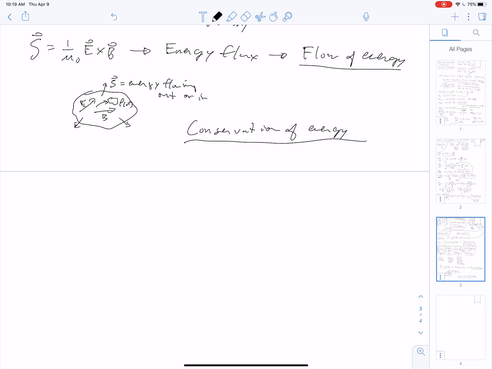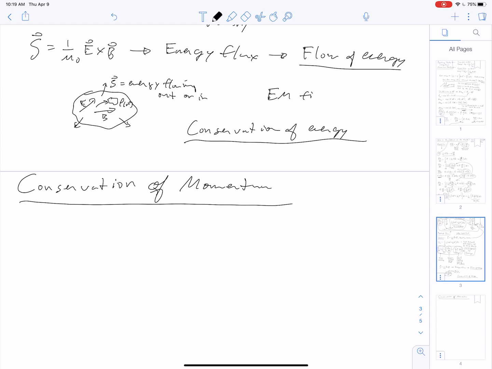But you might be thinking to yourself, what about another important conservation law, which is conservation of momentum? So the Poynting vector is telling us that the electromagnetic fields carry energy. We already knew that they carried energy, but now we know that the energy can move around too, and that the Poynting vector tells us how the energy flows in an electromagnetic field.